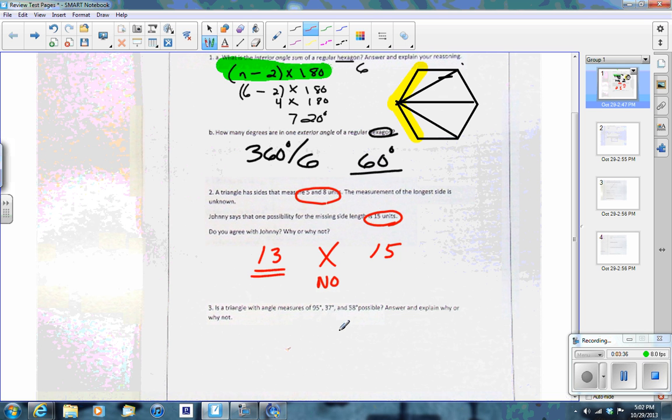In a triangle with angle measures of 95, 37, and 58, is that possible? Again, this goes back to the basic concept that no matter what triangle you have, the sum of the angles is going to be 180 degrees. If you add up 95, 37, and 58, we have 190 degrees. And that's too much. That's going to be more than the triangle can fit.